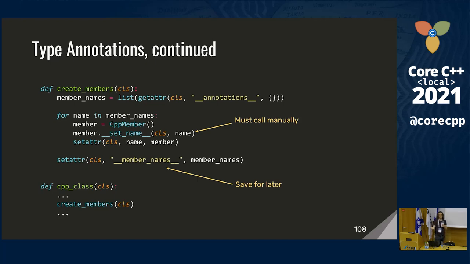Then we can create a function that creates members for us. When we create a CPP class, we get in the class, we check the annotations field, and then we take all the names from there, create CPP member objects, and store them in the class. So they would be used as descriptors, and we'd get the getters and the setters. Now, because the class has already been created, we're modifying it, but not creating a new type, set name would not be called automatically. So we need to call it ourselves, but we know the name of the object, so it's not an issue.